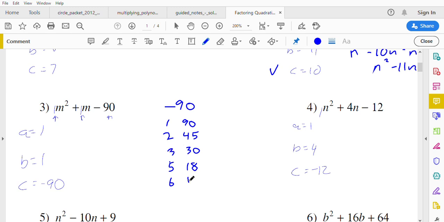15 times. Okay, so we're getting closer. Does 7 go into 90? No. Does 8 go into 90? No. Does 9 go into 90? There's you right there. Okay. As you see, these numbers go up, these numbers go down. They've kind of met in the middle here.